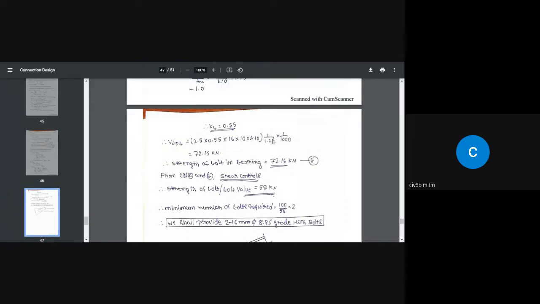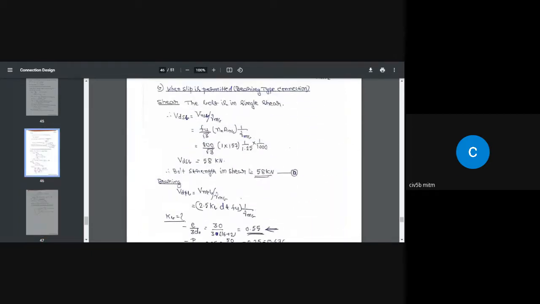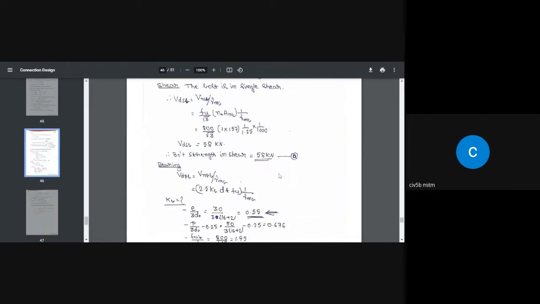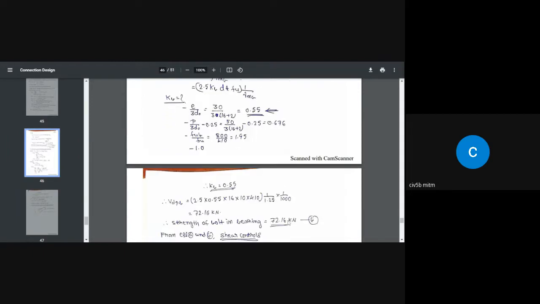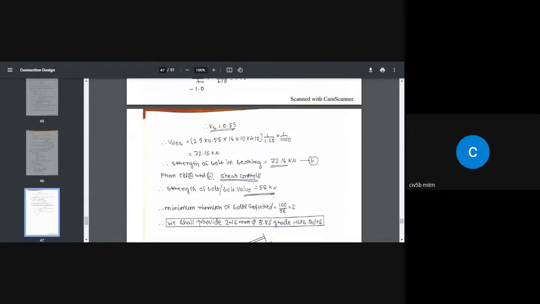Of course, this value is 1.25, and convert the whole value into kilonewton by dividing that value by 1000. So I got VDPB value equal to 72.16 kilonewton. So the strength of bolt in bearing is 72.16 and the strength of bolt in shear is 58 kilonewton. The lesser of these two values is the bolt value, so the lesser of these two values is 58 kilonewton.